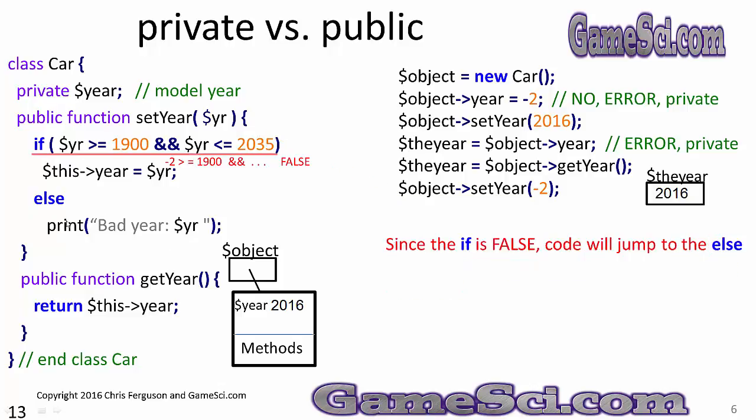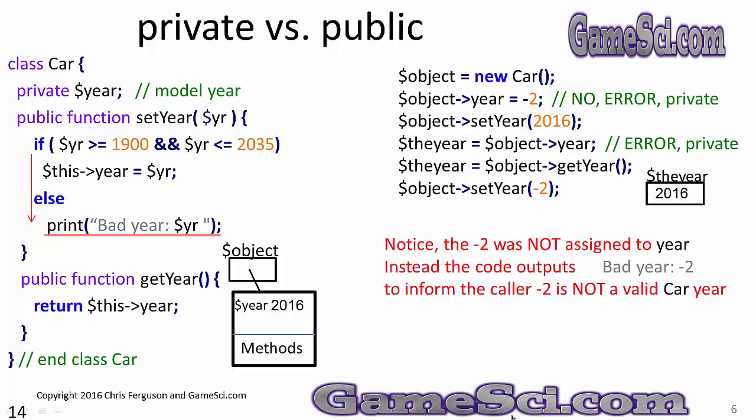good. Now when the parameter is -2, year greater than or equal to 1900 is false. Doesn't matter what the rest of this is. This is a false statement. As a false statement, it's going to jump to the else. It's going to skip the assignment and print out that was a bad year. Notice how the -2 was not assigned to the year variable. Instead, the code just output bad year -2 to inform the caller that -2 is not a valid car year.